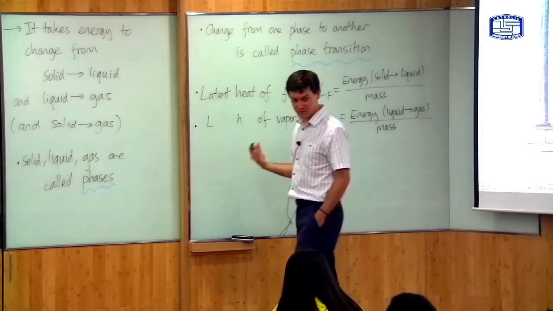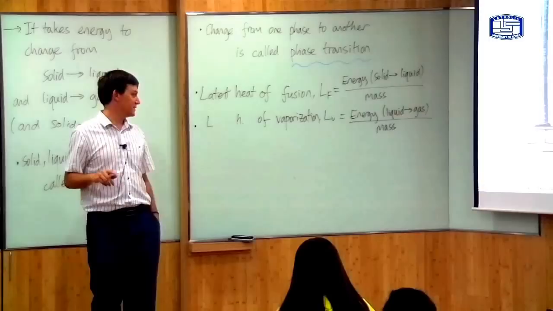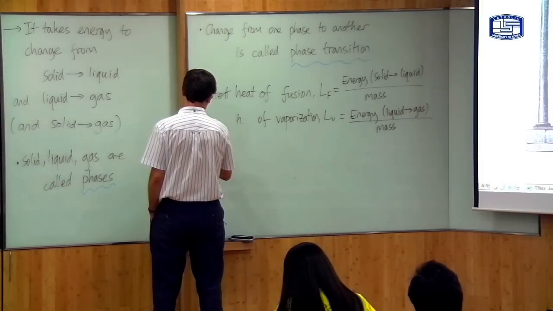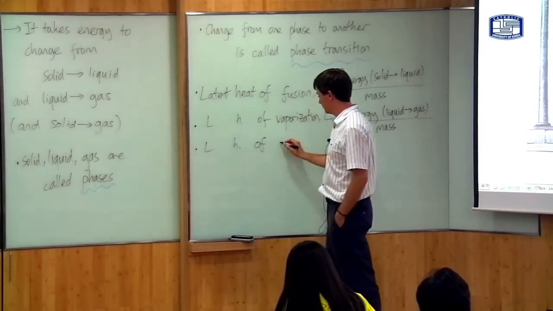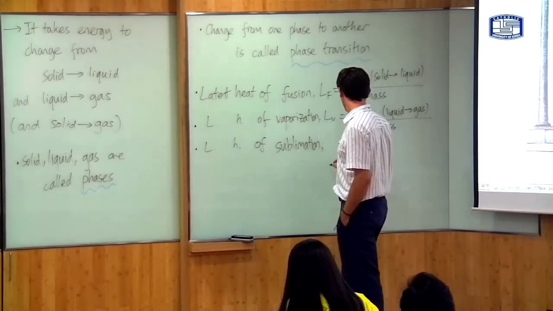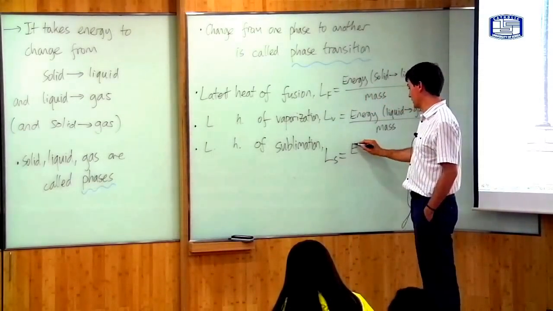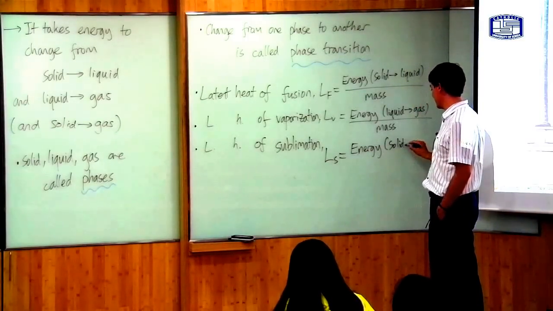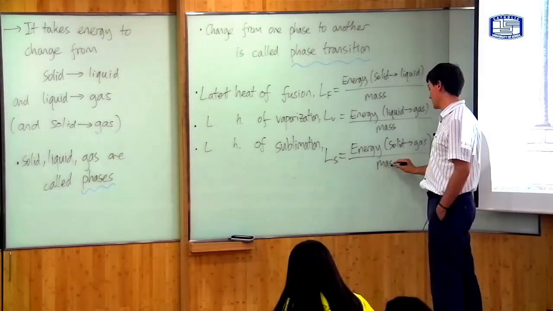Okay, and then finally, for some substances at some pressures, you can go from solid to gas. And this is called the latent heat of sublimation. So L_S for sublimation, and this is the energy to change a solid straight into a gas. Again, divided by the mass of the substance.